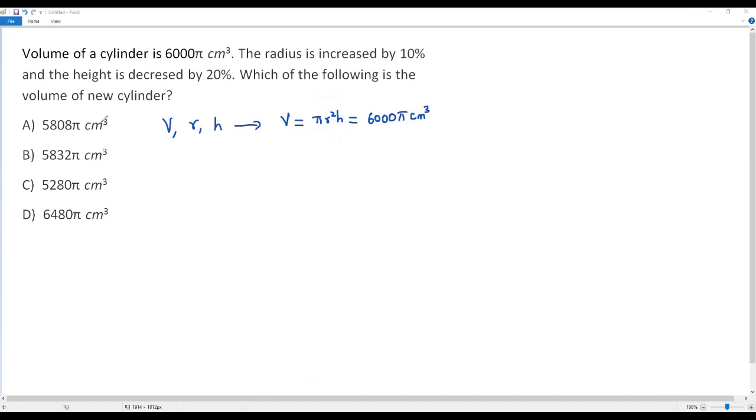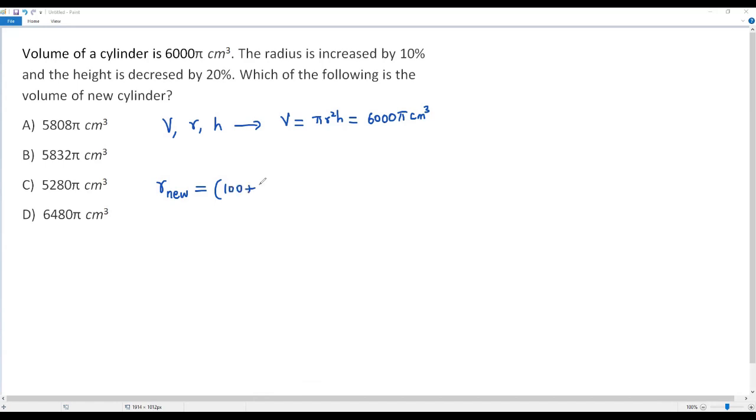Our aim is to get the volume of the new cylinder. To get it, we have to get the radius of the new cylinder and also the height of the new cylinder. Now to get the radius of the new cylinder, we have to increase the original radius by 10%. Let's get the radius of the new cylinder. Since we have to increase the original radius by 10%, we have to add this 10 to 100.